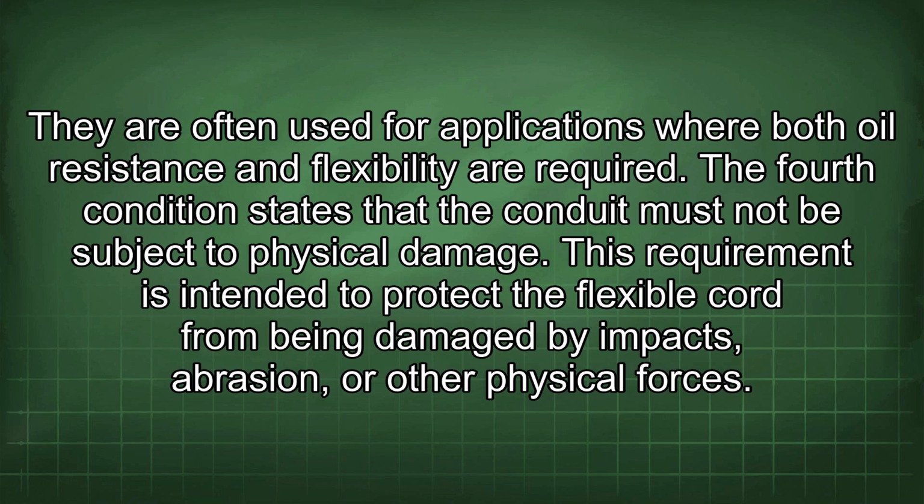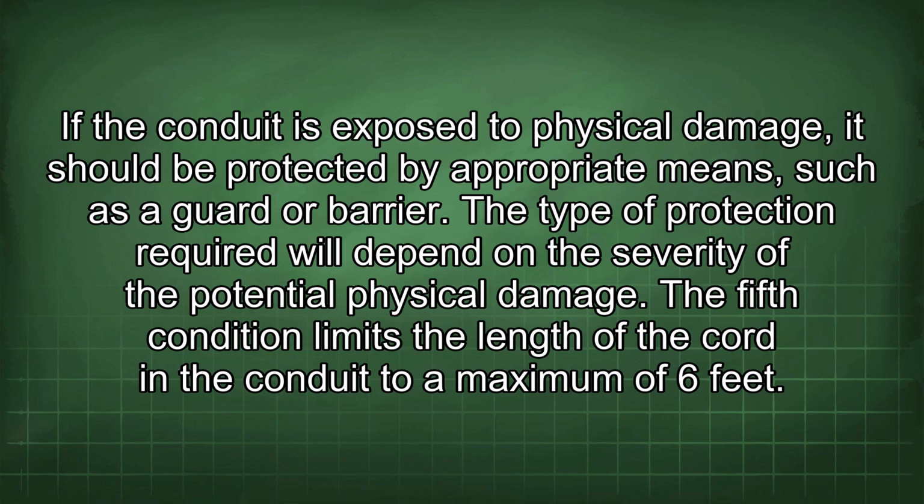The fourth condition states that the conduit must not be subject to physical damage. This requirement is intended to protect the flexible cord from being damaged by impacts, abrasion, or other physical forces. If the conduit is exposed to physical damage, it should be protected by appropriate means such as a guard or barrier. The type of protection required will depend on the severity of the potential physical damage.